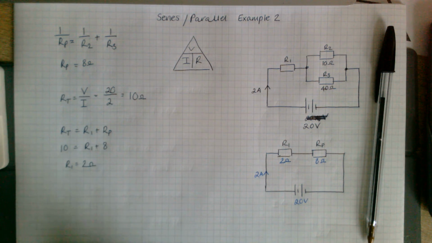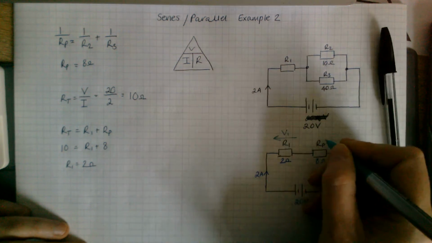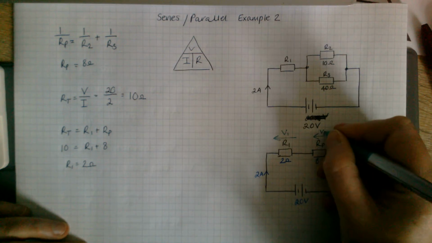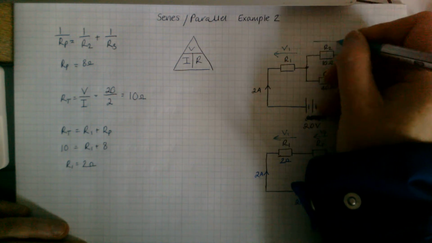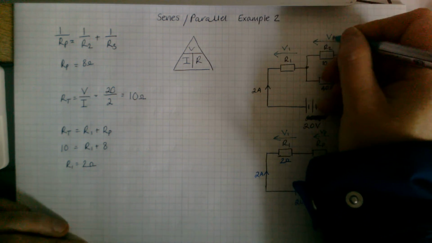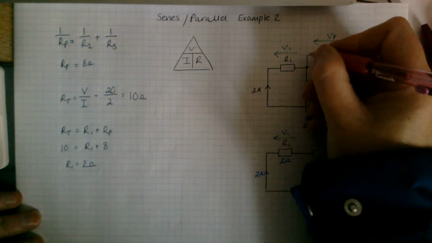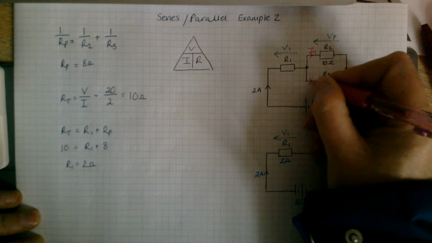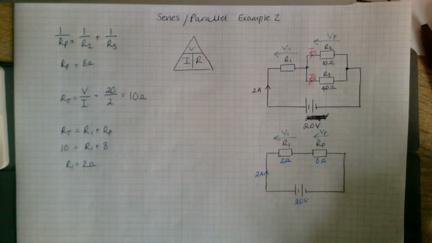Again, we could work out the voltage across R1, call that V1. The voltage across RP, call that VP. They would translate to these voltages as well. They would be the same values. And then using these values again, you could work out the current through this resistor here and the current through this resistor here. So we'll do that just for the sake of completeness.